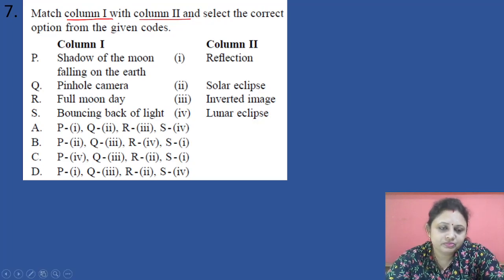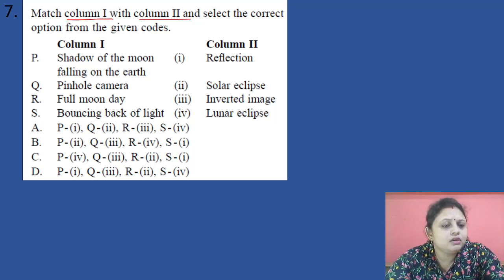Column 1: P, the shadow of the moon falling on the earth; Q, pinhole camera; R, full moon day; S, bouncing back of light. For column 2, these are: 1, reflection; 2, solar eclipse; 3, inverted image; 4, lunar eclipse. The options are A, P1, Q2, R3, S4.